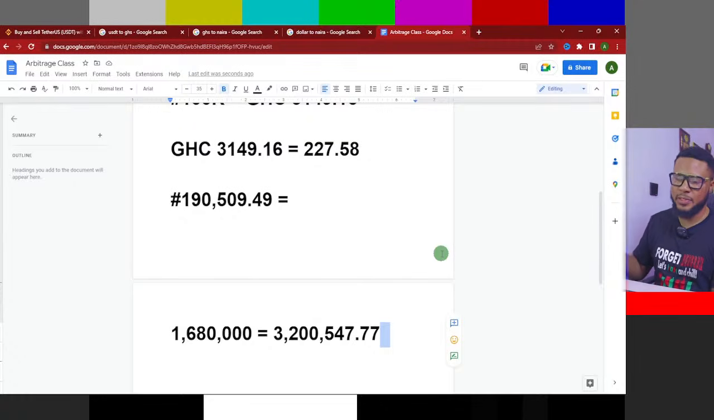So if you have an investment capital of 1.680 million naira, you can use it to get 3.2 million naira, right? 3.2 million naira again is over 90%. So you're making this amount of money. So if you multiply it by 24 work days in a month, you'll know the figure. So that is how much you can make, and there's no limit to this thing.